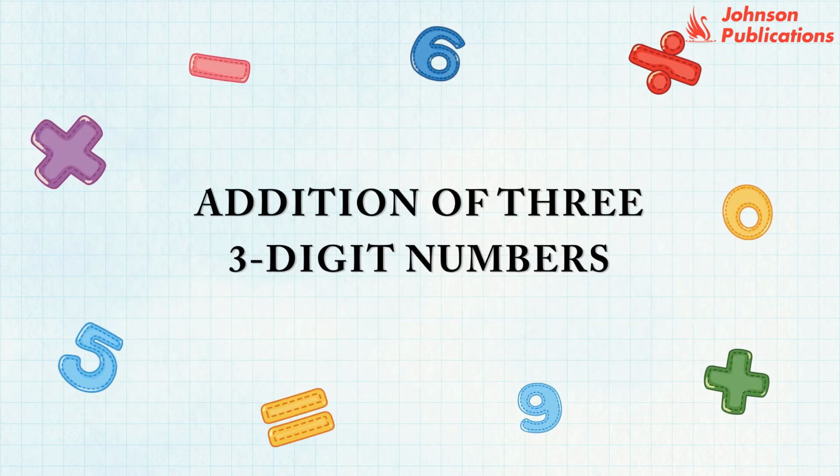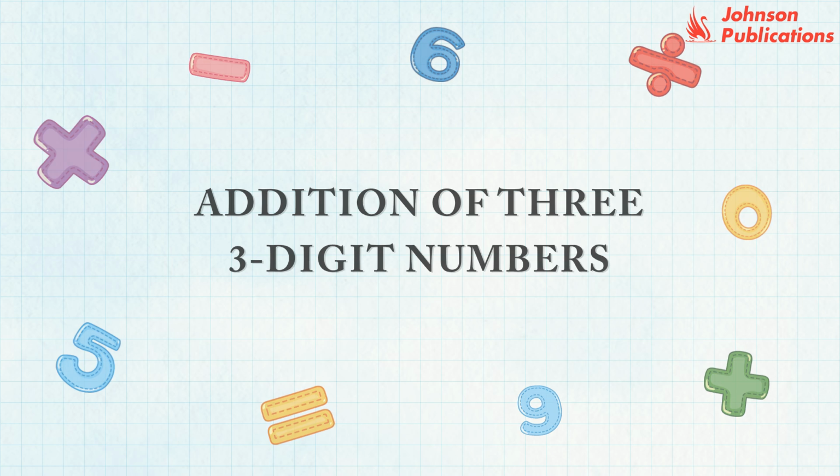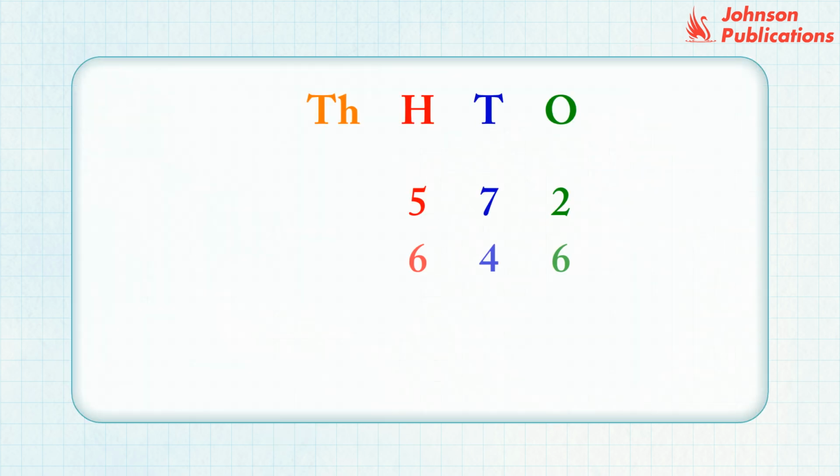Addition of 3 3-digit numbers. Let us add these numbers. Step 1. Add the ones. We get 11 ones. We can write 11 ones as 10 plus 1 one. Write 1 in the ones place and carry over 10 to the tens column.